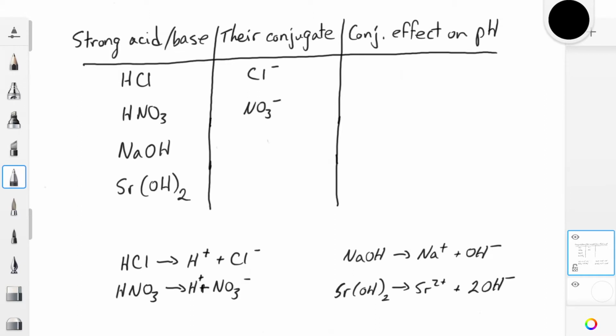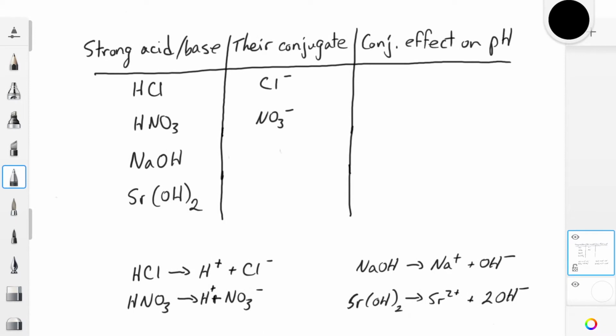With strong bases, like sodium hydroxide, you split up into a metal cation and OH minus. In the case of sodium hydroxide, you split up into OH minus and sodium hydroxide's conjugate acid, Na plus. When strontium hydroxide splits up into its ions, it splits up into OH minus ions and strontium hydroxide's conjugate acid, Sr2 plus.